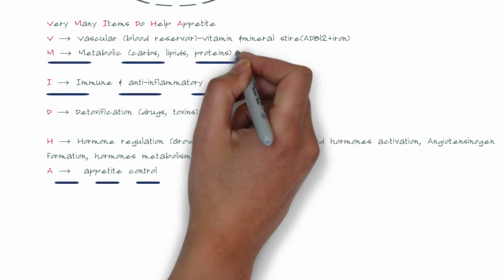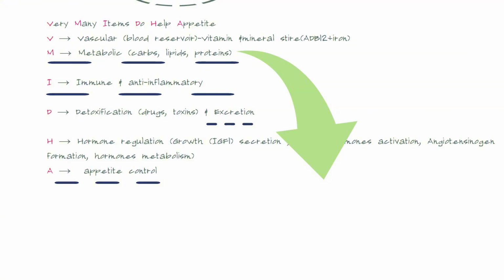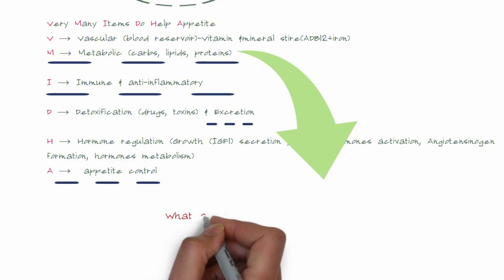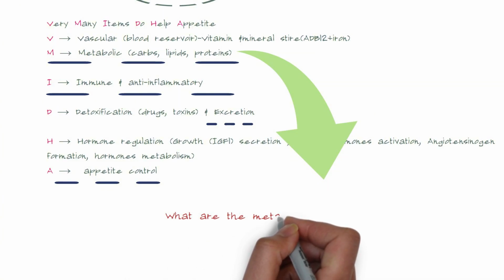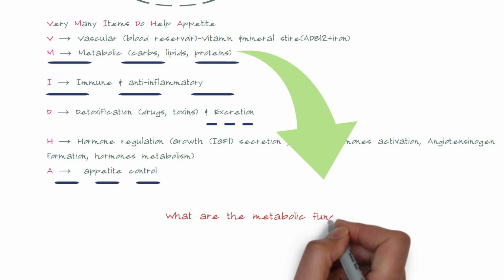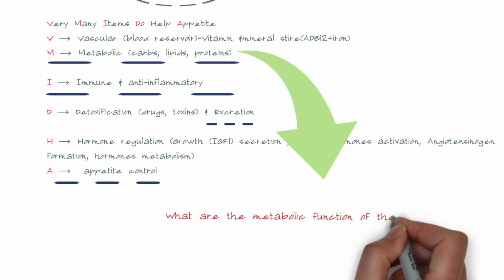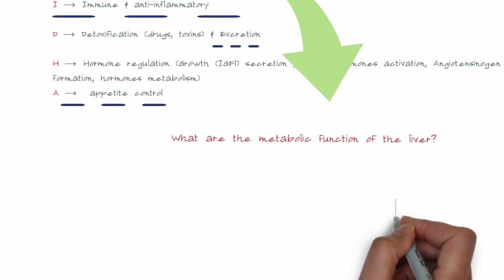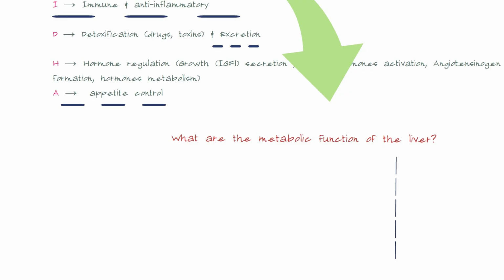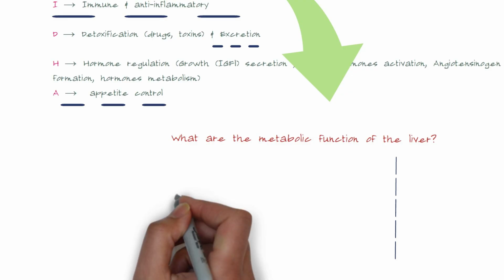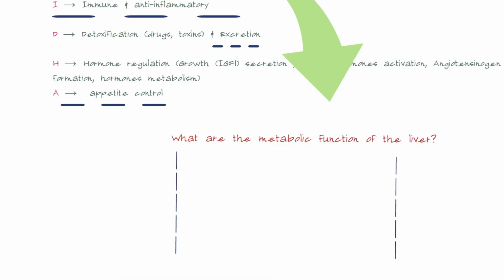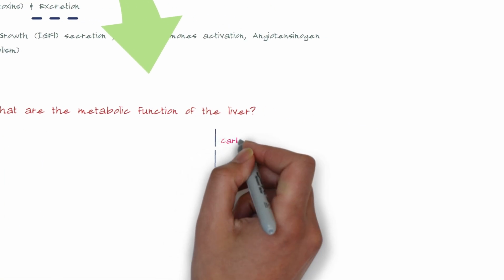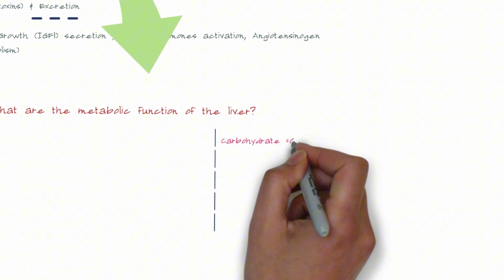Now let's move to one of the important roles of the liver, which is the metabolic. Remember, the liver is a metabolic center, keeping our internal environment stable. So the first metabolic function is the carb. And remember, the liver is responsible for the glucostat. That's to say, the liver keeps the glucose level constant.